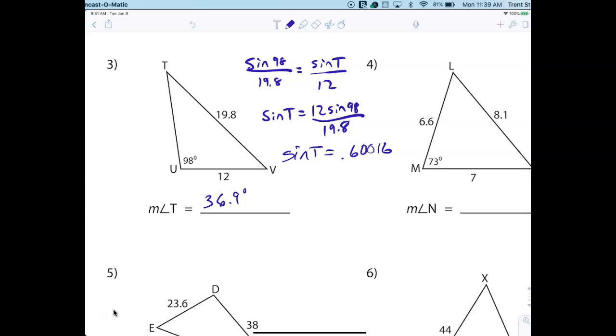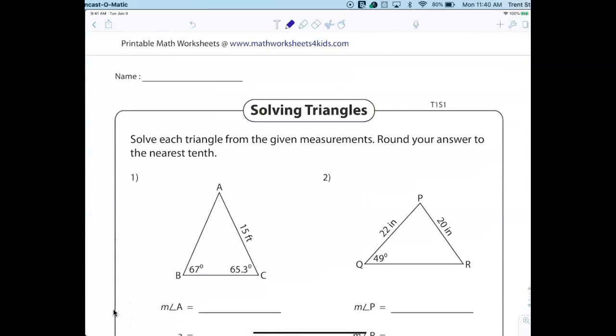Why is it 19.8 sine? Because it's a side. But remember, every trig function follows an angle. You with me on that? So sine angle. You cannot write a trig function without an angle. If you don't know what the angle is, that's your variable. Okay. All right, I think I'm happy with that.